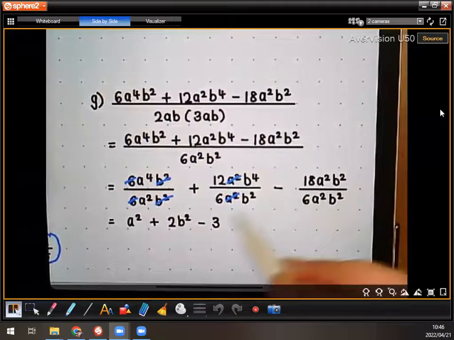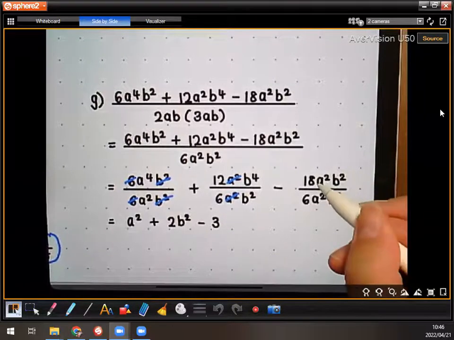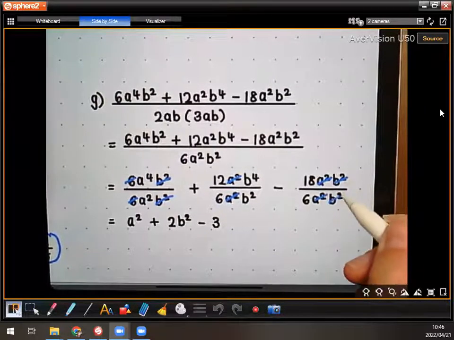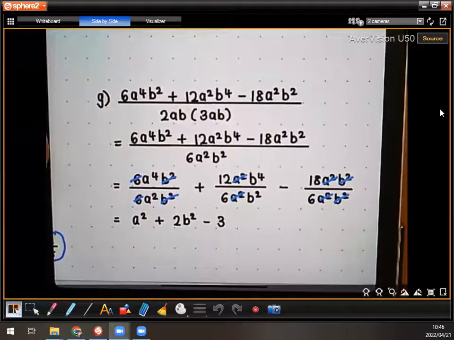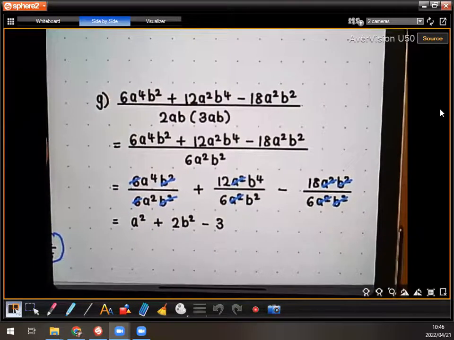And for the last one, that minus 18 divided by 6 is 3. The a squareds cancel out and the b squared. Okay, so your answer to that last one is just minus 3. All right.